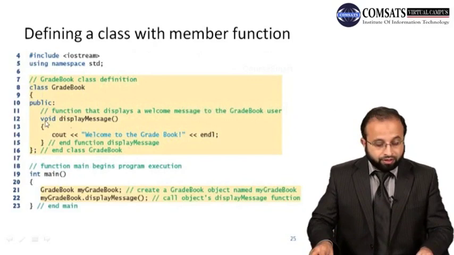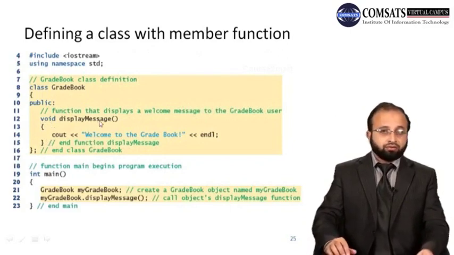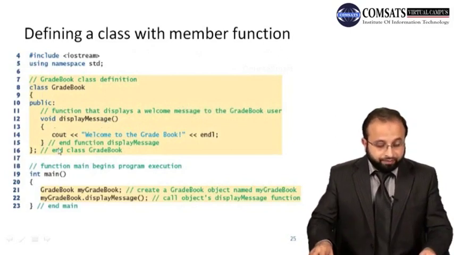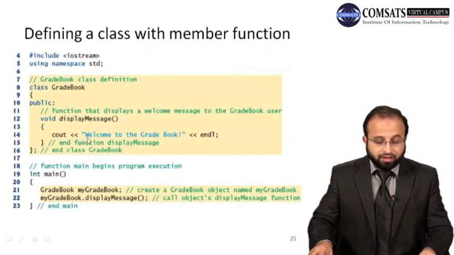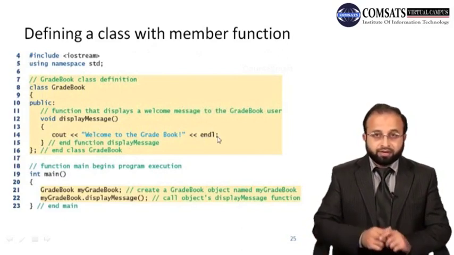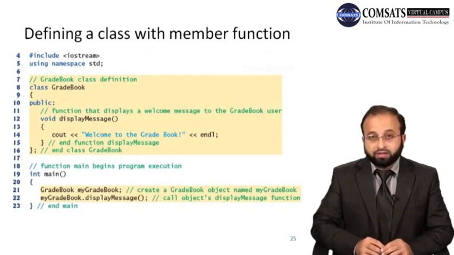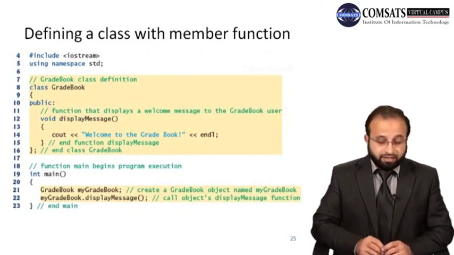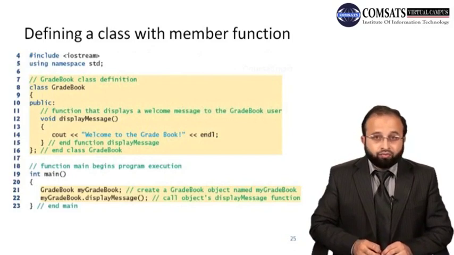Now there is one function. We will see what is public. Okay, so there is one function inside the class, and this is a very familiar function, void displayMessage. So displayMessage, then this is the opening bracket and closing bracket of the function, and there is one statement: cout, less than sign, welcome to GradeBook, less than sign, endl, semicolon. Since every C statement or C++ statement ends at a semicolon. Now what is this cout for?